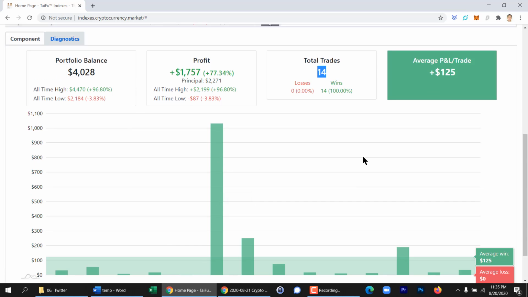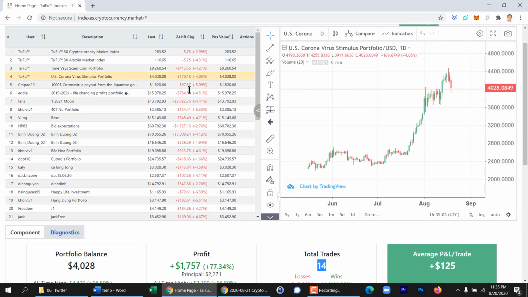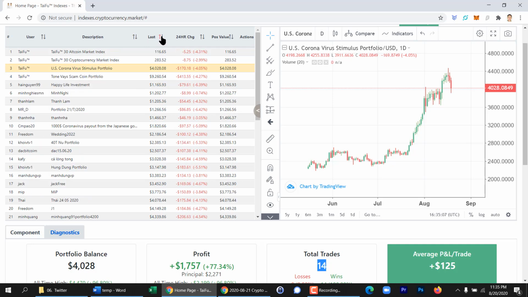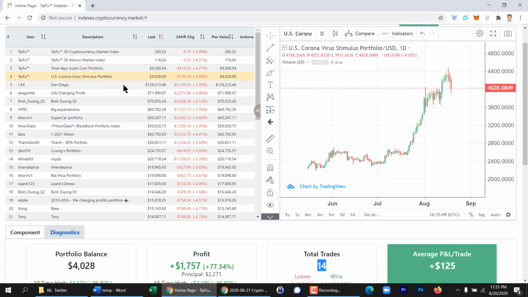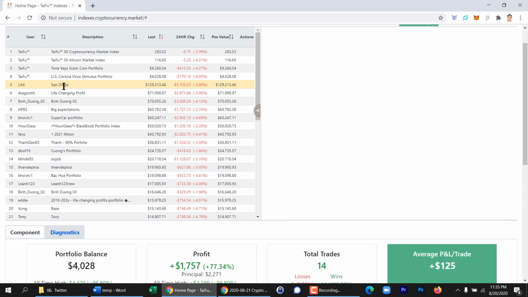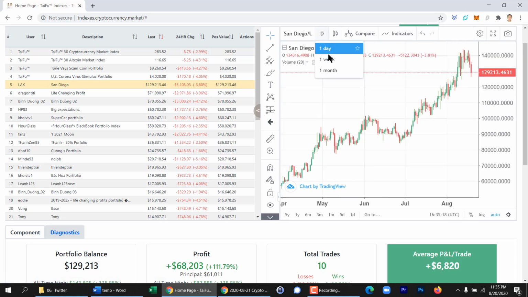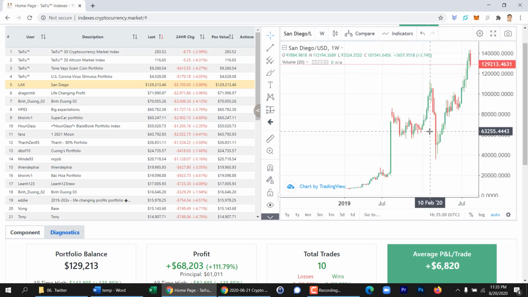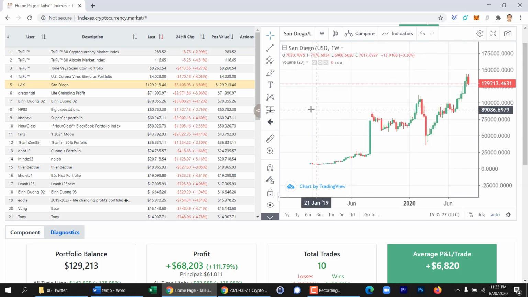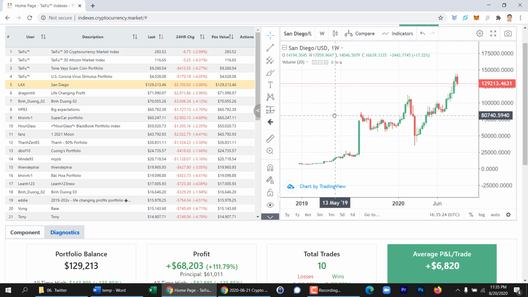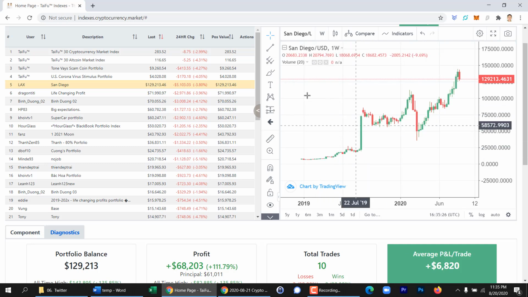So what I'm going to do now is go through a few more examples here. I'm going to come up here and click these double arrows to sort this out, from the biggest portfolio down. In this San Diego portfolio, let's take a look at it. Let's go to the weekly. I always like to look at the long-term view of this portfolio. This is currently the biggest public portfolio right now.